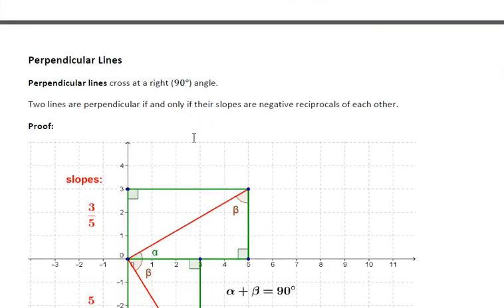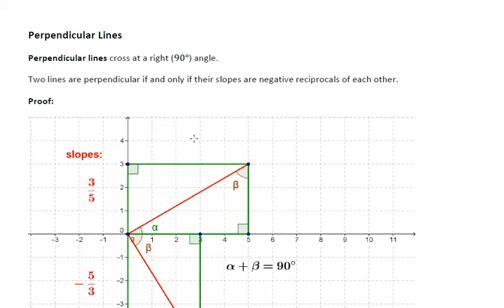Let's also consider perpendicular lines, which also occur frequently in the design of things. Perpendicular lines intersect or cross at a right angle, a 90-degree angle. Two lines are perpendicular if and only if their slopes are negative reciprocals of each other.